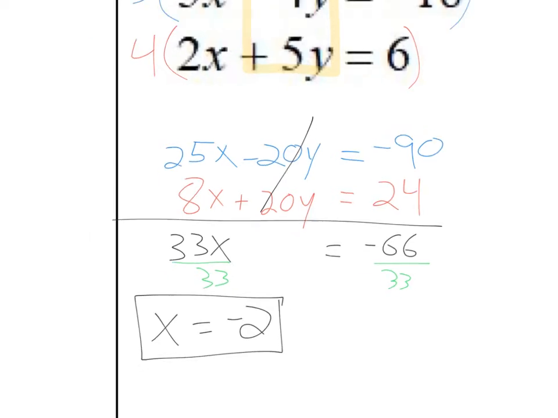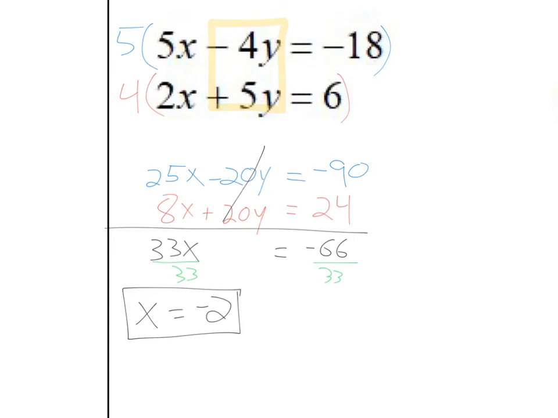But I'm not done. I know my x value, I need my y value. So I'm going to take this negative 2 for x, and I'm going to throw it into either one of these two equations. It does not matter which one I choose. They're both going to be perfectly valid. This one has fewer negatives and smaller numbers, so I'm going to go ahead and use 2x plus 5y equals 6 to plug this in. So 2x plus 5y equals 6. But remember, we just figured out that x was negative 2. So 2 times negative 2 plus 5y equals 6.